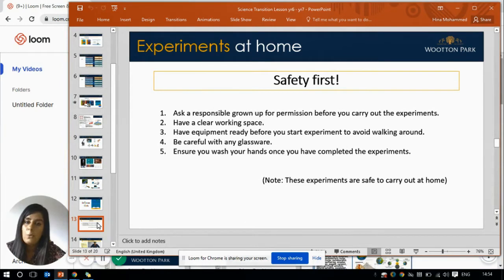Make sure you have a clear working space. Have equipment ready before you start the experiment to make sure that you're not walking around during experiments. Be careful with any glassware, and once you finish, make sure you wash your hands.